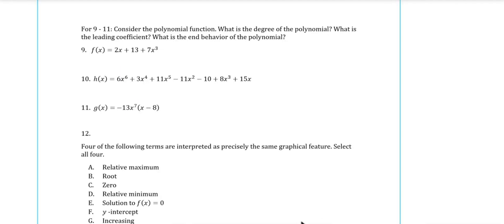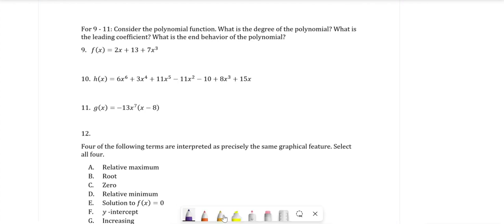Here we're asked questions about degree, leading coefficient, and end behavior. Of course, the first two are essentially used to find the last one. Here's our leading term, as is this. And with this one, if I imagine partially FOILing, I would get negative 13 x to the 8th and so on. I really don't much care about the lower order terms. Here, the leading coefficient is a 7, a 6, and this leading coefficient is a minus 13.